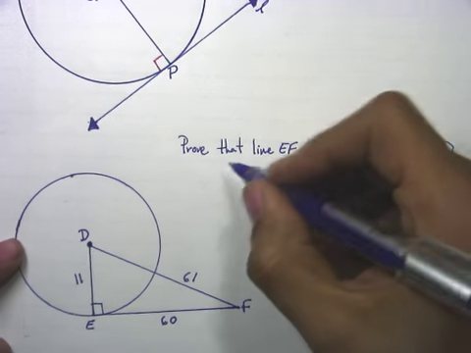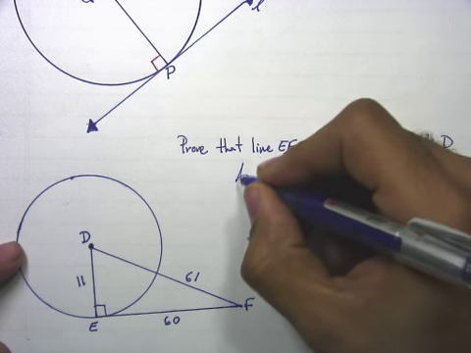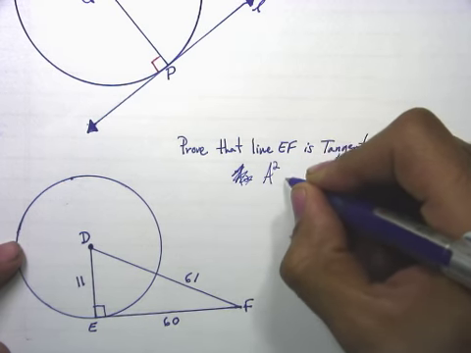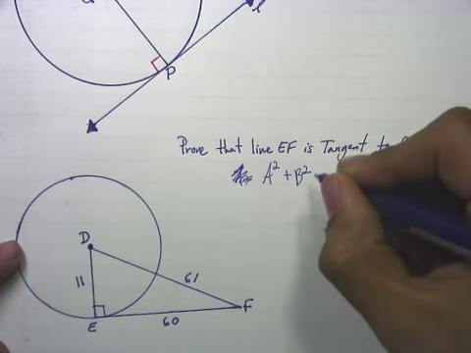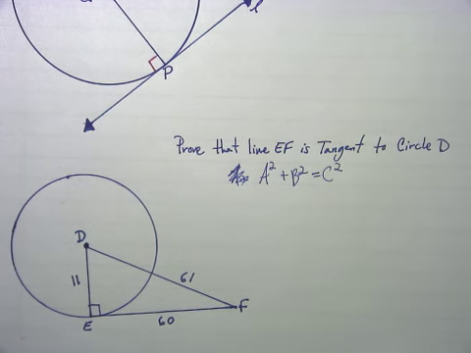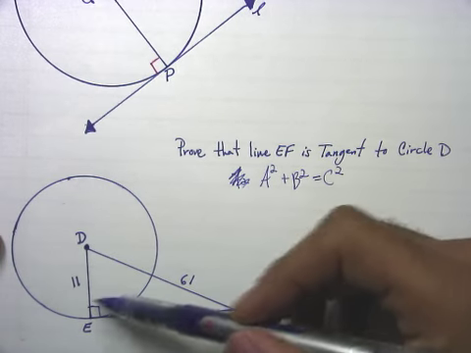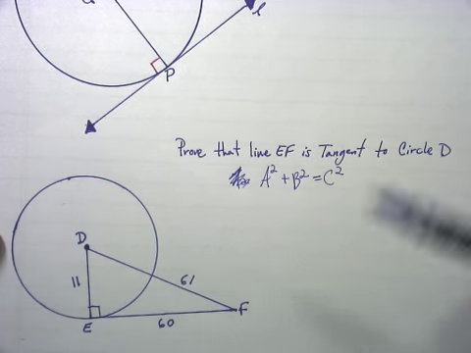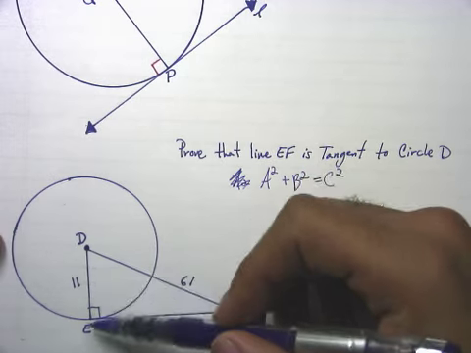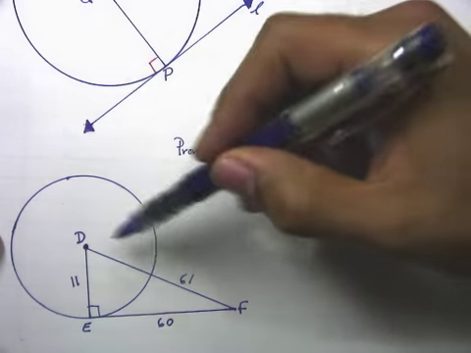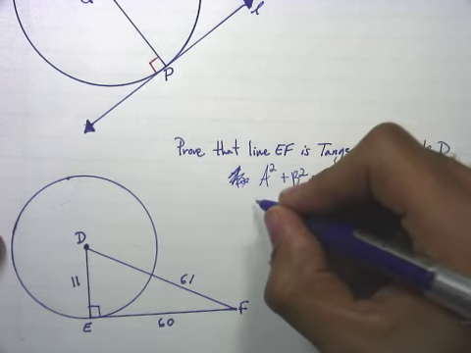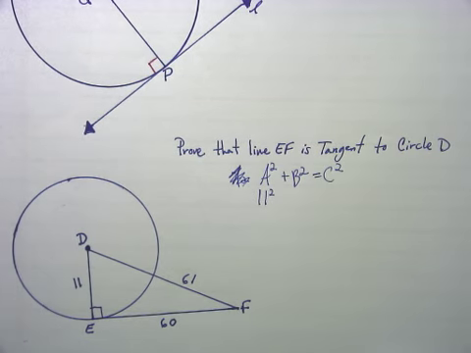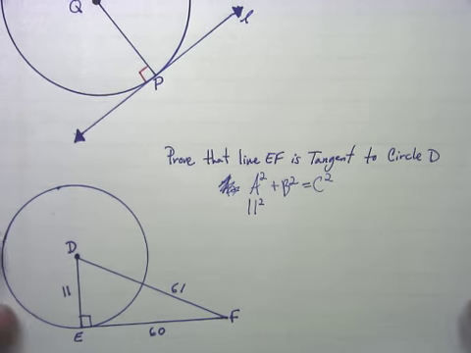If this is a right triangle, then I can prove it by using the Pythagorean Theorem. The Pythagorean Theorem states that a squared plus b squared is equal to c squared. We can see here that this is the hypotenuse of my right triangle, and these are the 2 legs. So if this line is tangent, then the Pythagorean theorem will work. Let's say that this is leg A and this is leg B. This has to be my hypotenuse.